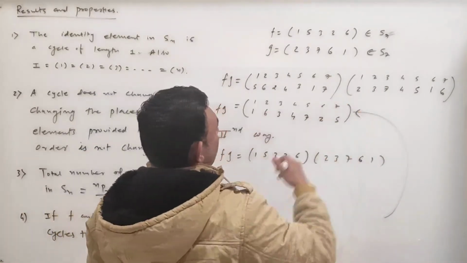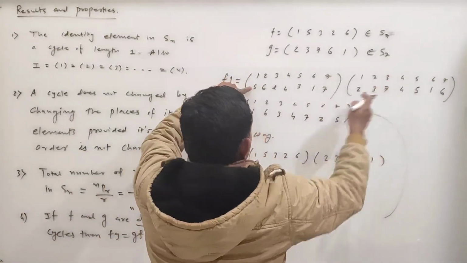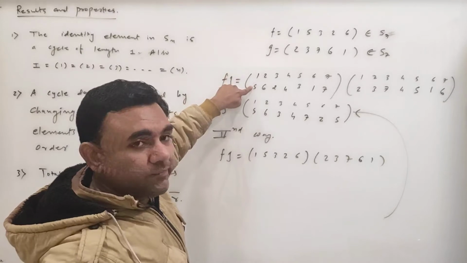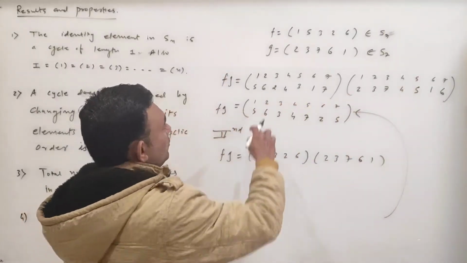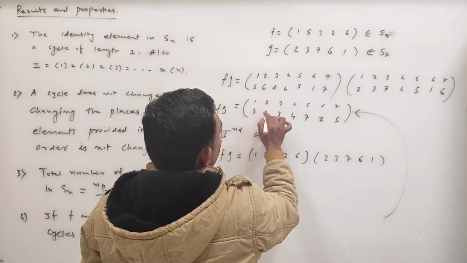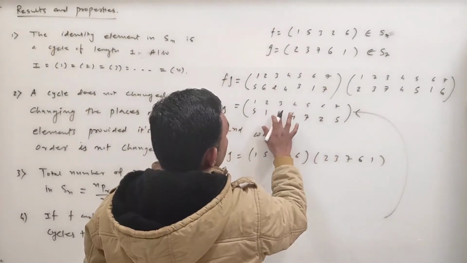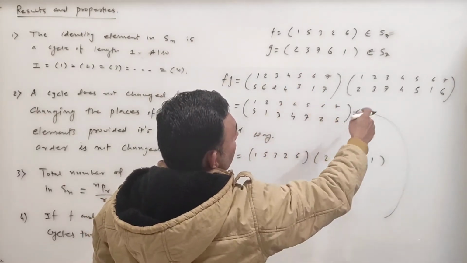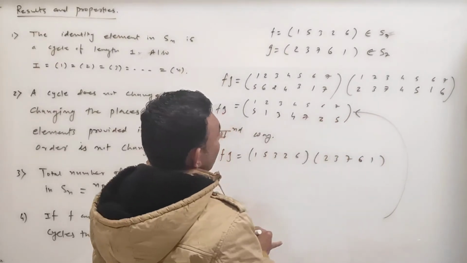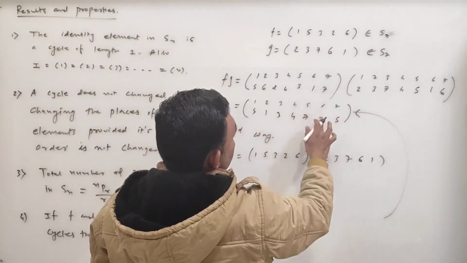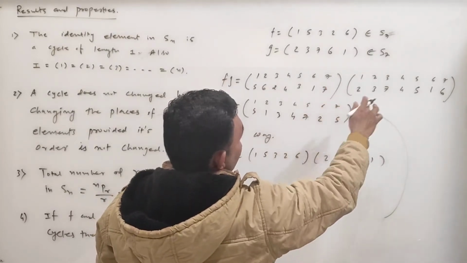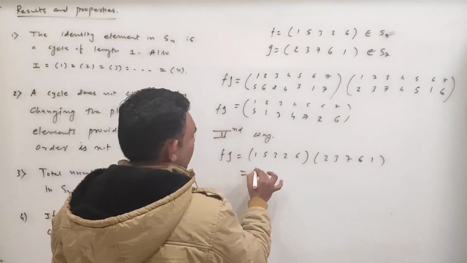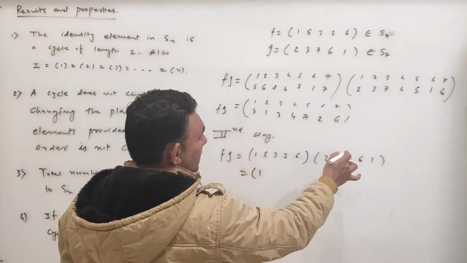And now let me recompute this one. 1 goes to 5, 5 goes to 5. Now 2 goes to 6, 6 goes to 1. 3 goes to 2, 2 goes to 3. 4 goes to 4, 4 goes to 4. 5 goes to 3, 3 goes to 7. 6 goes to 1, 1 goes to 2. 7 goes to 7, 7 goes to 6. So I have this thing. Now let us see what happened here. You start with 1. So 1 goes to 5, 5 goes to 5.